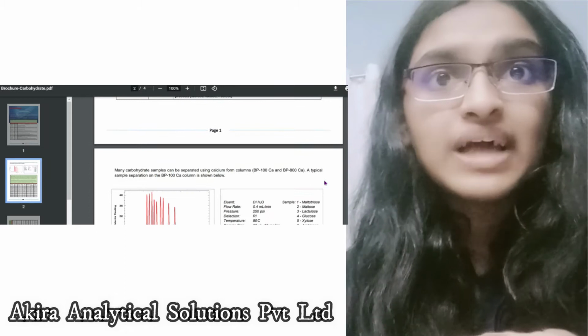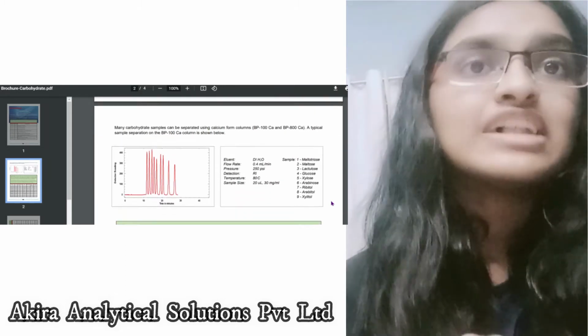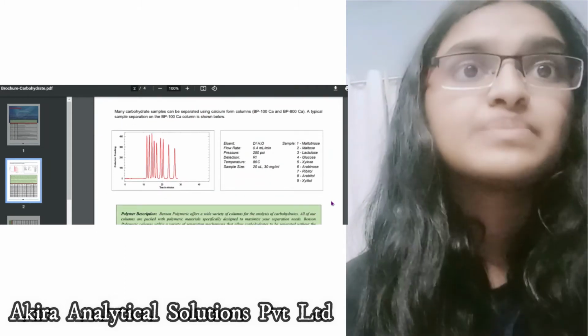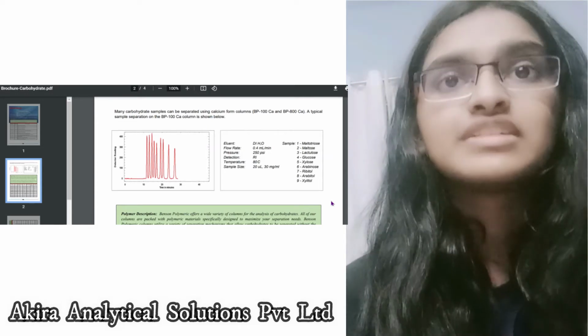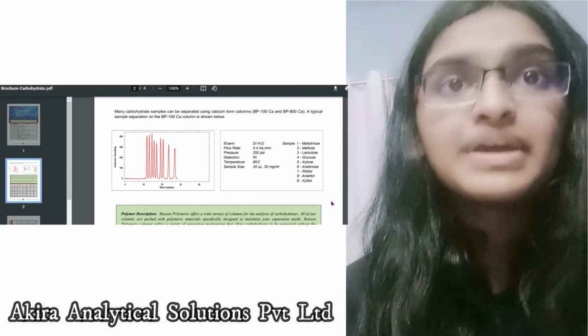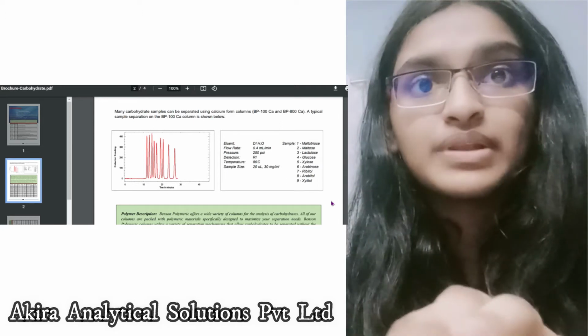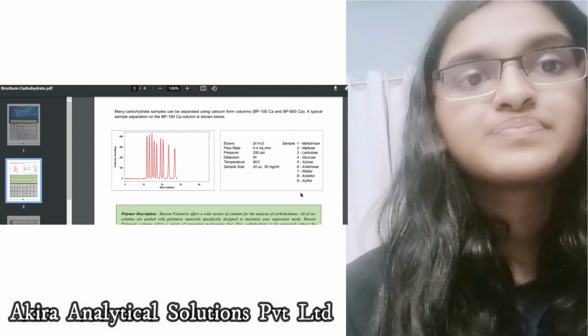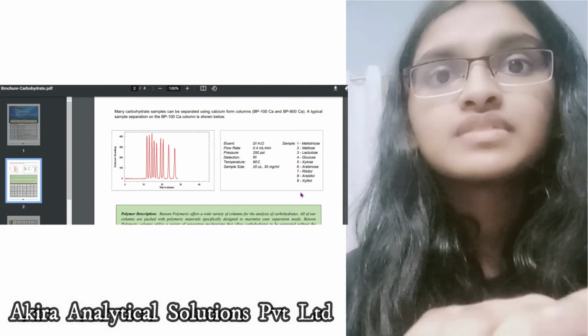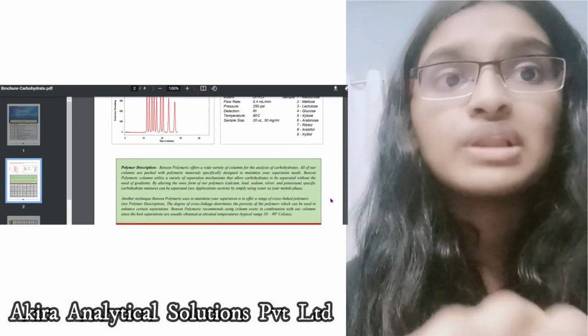Many carbohydrate samples can be separated using calcium form columns, that is the BP 100 calcium and BP 800 calcium. A typical sample separation on the BP 100 calcium column is shown below with all the details and the notes. And the description of the polymer is also given.